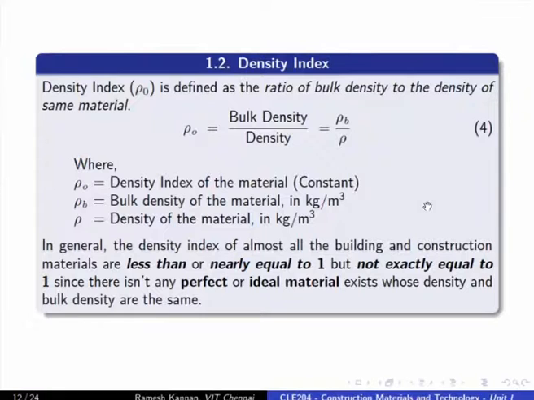In general, the density index of most of the building and construction materials is less than or nearly equal to 1, but it is never exactly equal to 1. This is the reason: like bulk density and density cannot have the same value, as bulk density has inherent properties of considering voids and other elements, which will not match with the density, or in natural state no material exists perfectly ideal. So that's the reason the density index of construction materials can never be equal to 1. Remember this point. Density index of any construction material is never equal to 1, but it can be nearly equal to 1, like 0.98, 0.94, 0.96, and so on.